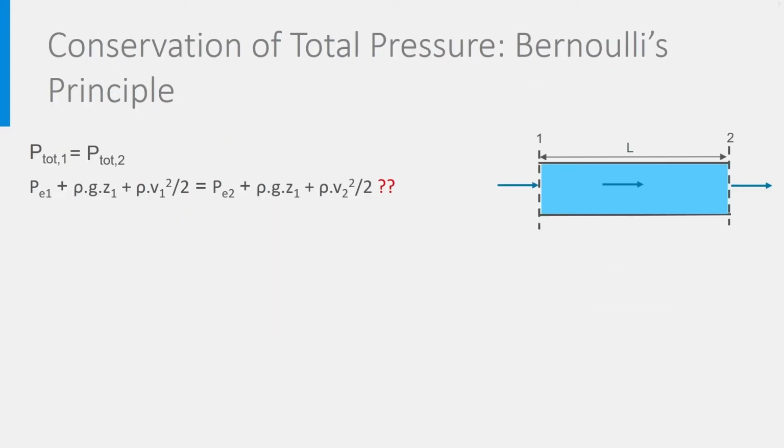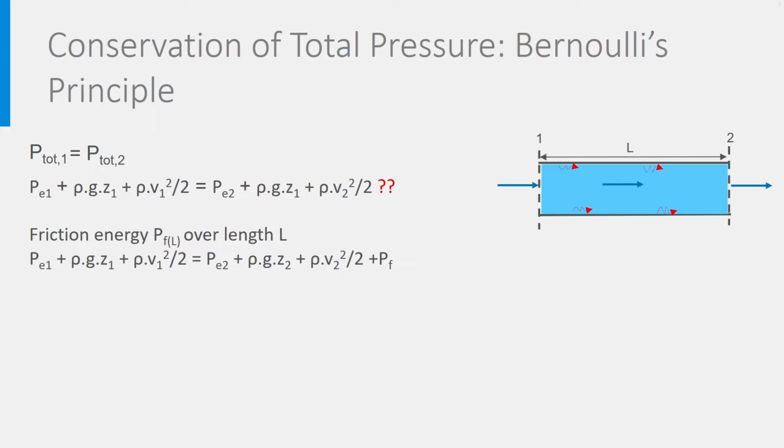Pressure is volumetric energy, so just like energy, it is conserved. This is known as Bernoulli's principle. So in a pipe, the total pressure at point 1 must be equal to the total pressure at point 2, whatever happens in between. However, we overlooked something, and that is the friction energy coming free in the volume.